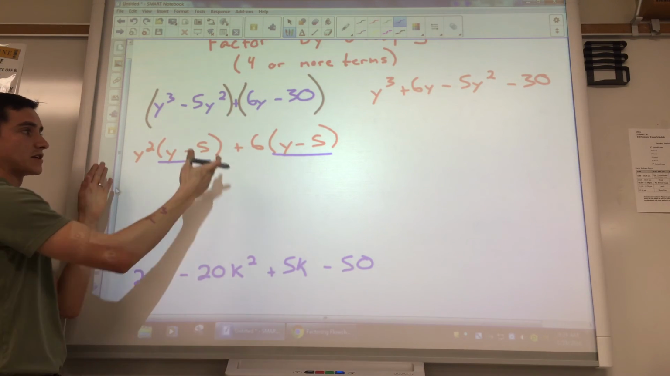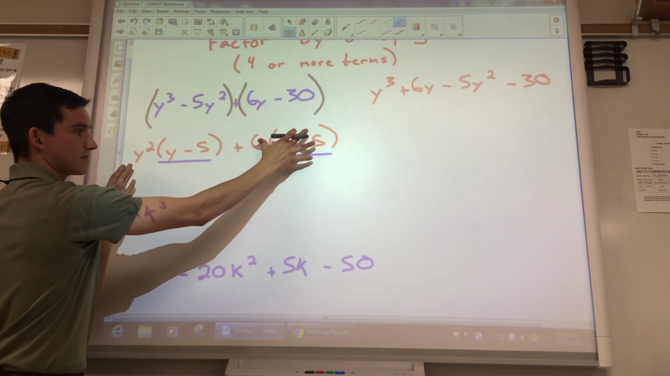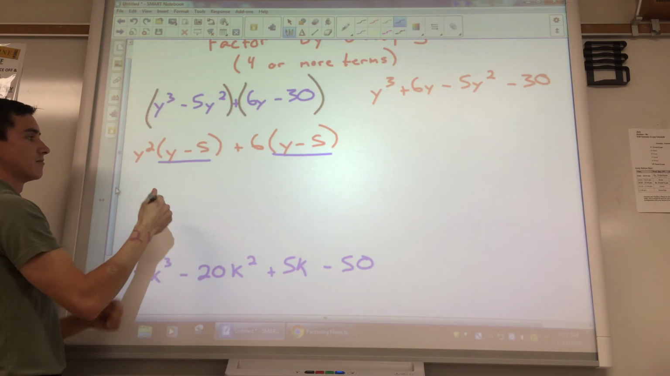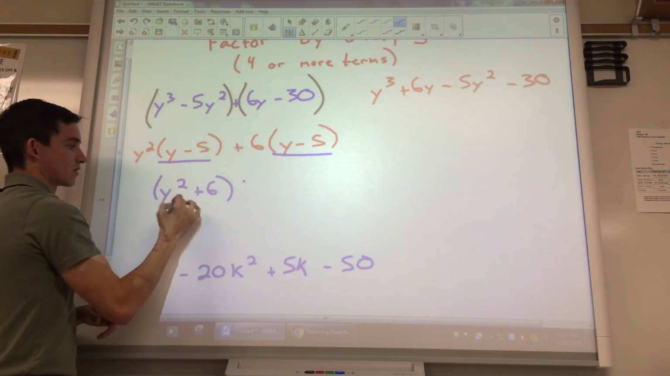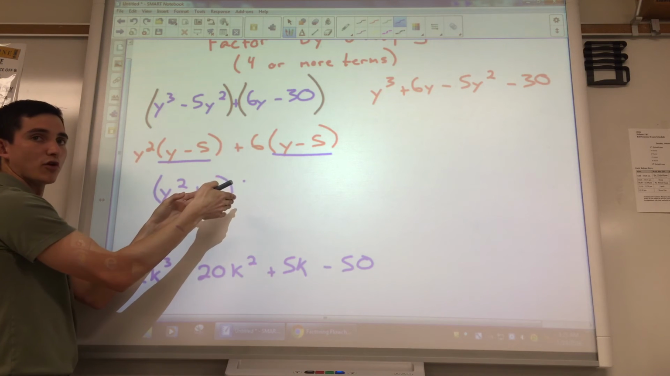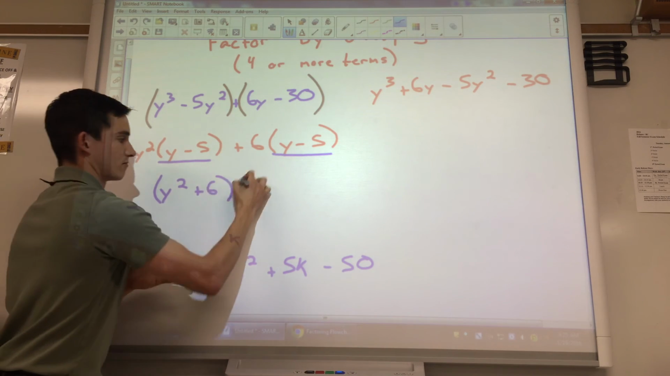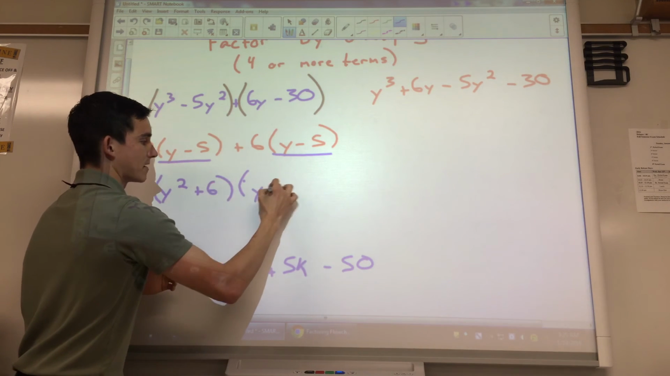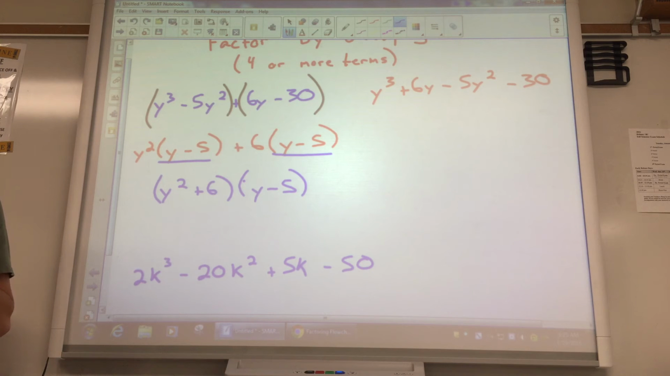Remember, when you factor something, you need everything multiplied together. Right now, it's not. You have these 2 things. You have that being added to this. But if you write it like this, y squared plus 6, y squared and 6 are both being multiplied by what? They're both being multiplied by y minus 5. And that's how you'd write it. Does that make sense?